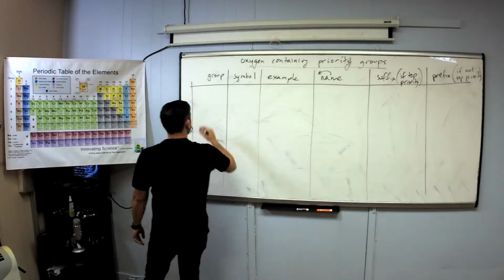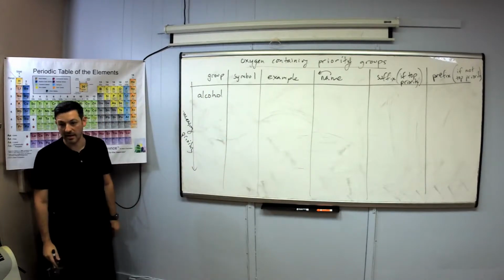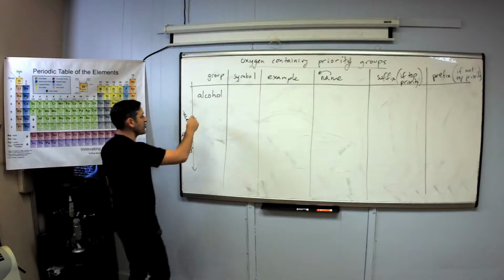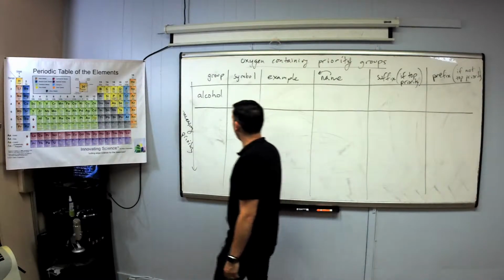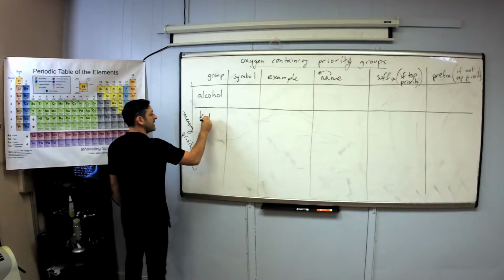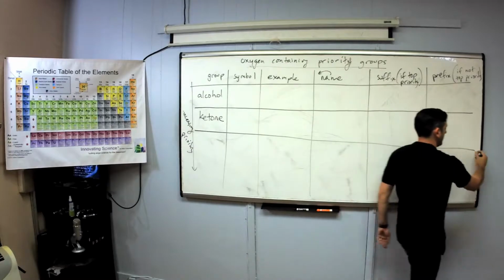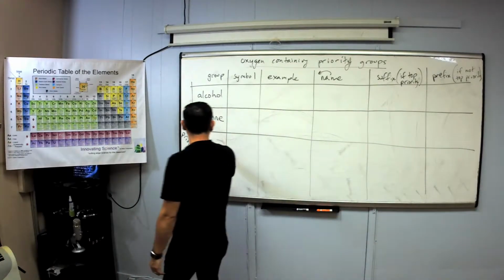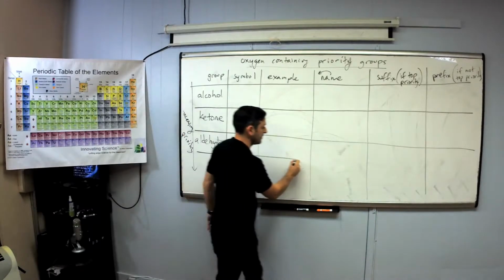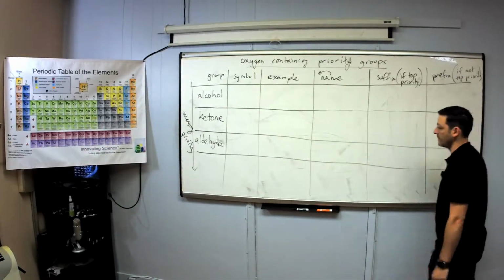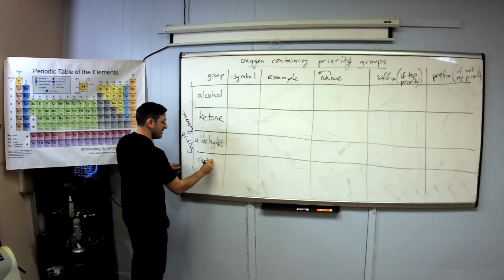So what's the first group? It's an alcohol. Remember, these are oxygen-containing priority groups or functional groups. The first group is an alcohol. The next group is a ketone. The group after that is an aldehyde. And the final group on this list is a carboxylic acid.